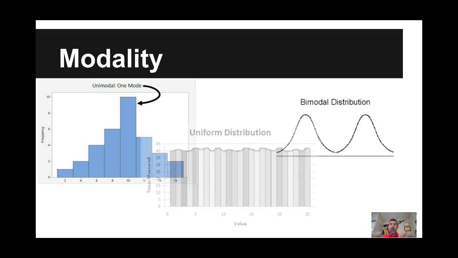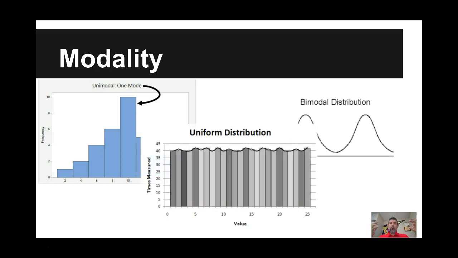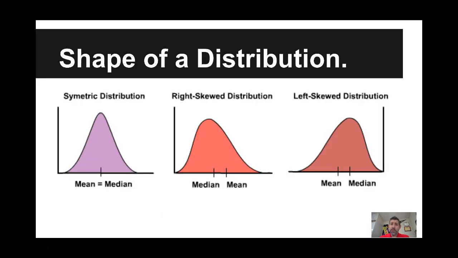Now, if you have multimodal, that could be more than 2 modes. But if all of the data are the same, so everything is relatively the same frequency, then that's called uniform. So let's take a look at another thing that you have to talk about in terms of the shape. These are probably the more important things.